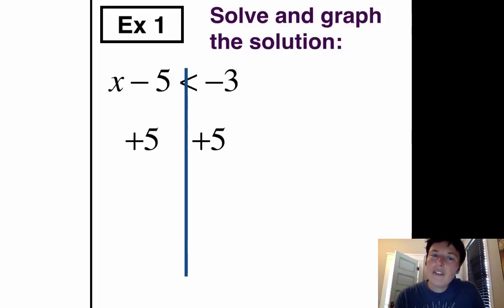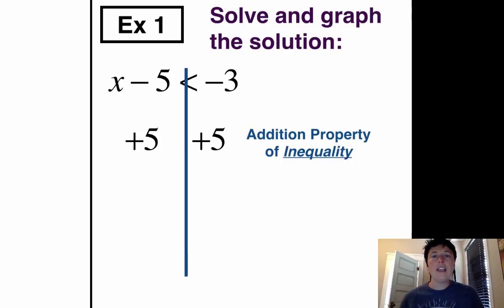Now, if we wanted to get pretty fancy, we could actually name what we're doing here. This is called the addition property of inequality. To be honest, if I wasn't teaching math every day and practicing this, I probably would not remember that. But it's nice to hear those words because I want you to get familiar with them. All it means is we are adding to both sides equally, but it's an inequality symbol.